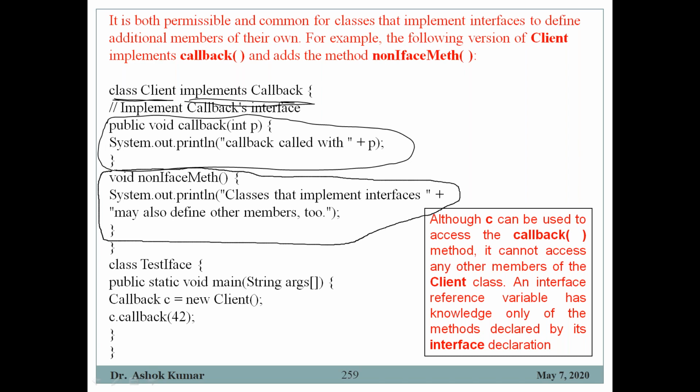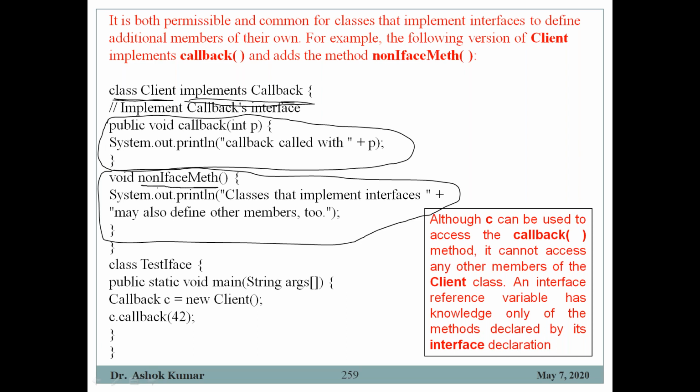So the important point over here is, if we are implementing an interface in a class, in that case the class should define all the methods that are there in the interface, and the class can also add its own methods or variables. So this is the important point over here. Now the class has added a non-interface method, this one.